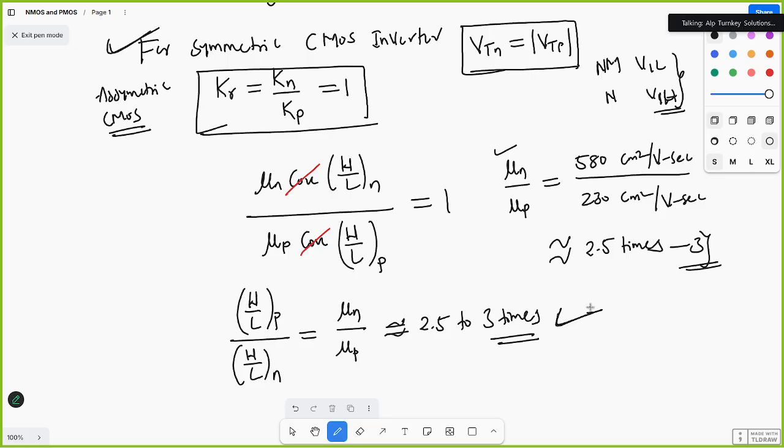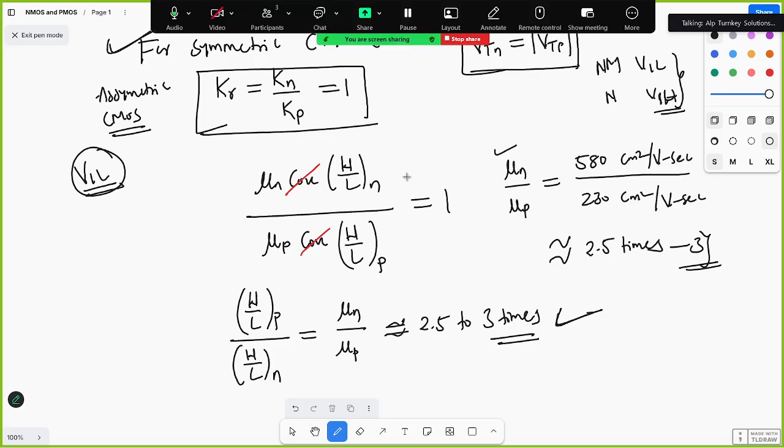NMOS inverter I will tell you in the next class, so we'll wind up now. Sir, what about asymmetric CMOS? Do we have any condition for that also? Asymmetric means, if you take asymmetric CMOS, when you calculate the noise margin and VIL and VOL, you will get a larger value. Just one second.